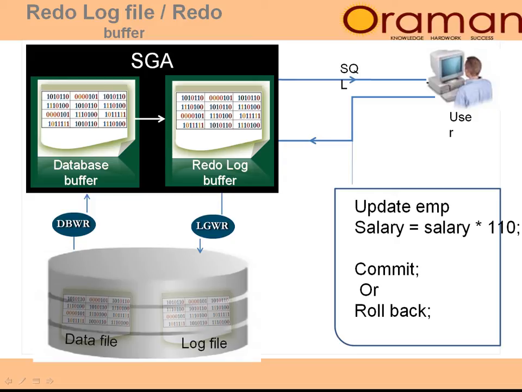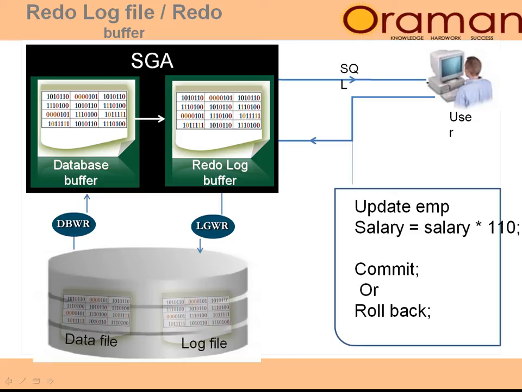And why does it do that? If at the same time when you are doing the update statement the user has not committed or rolled back, then during this time any user who is requesting the same set of data needs to be given the data as it was before the salary changes were applied by the first user. So for that reason it copies into the redo log buffer.